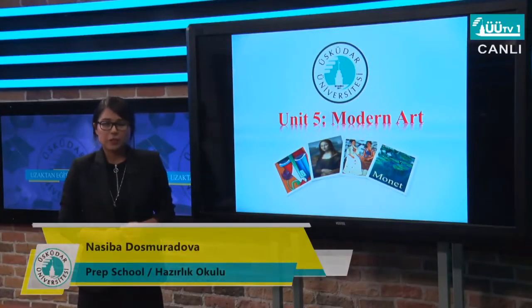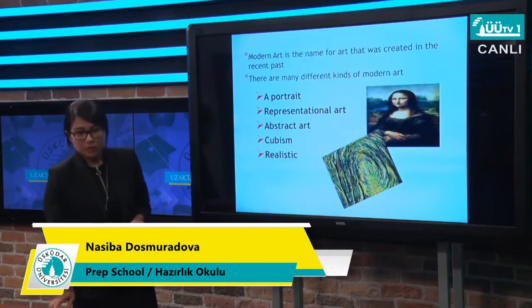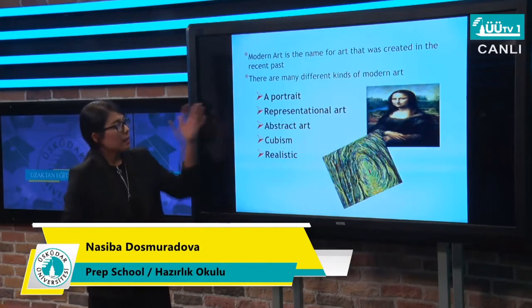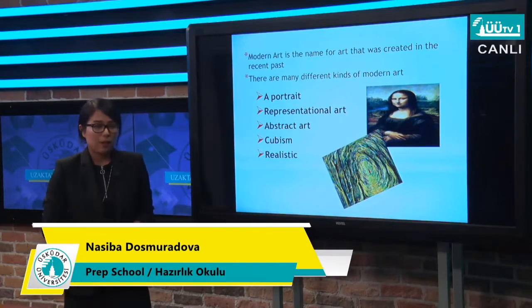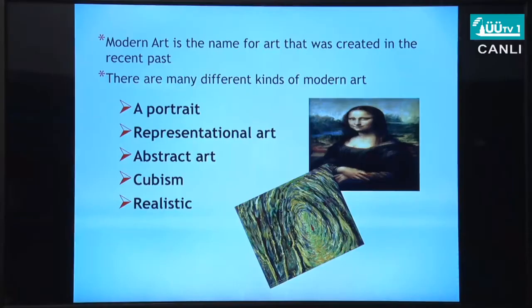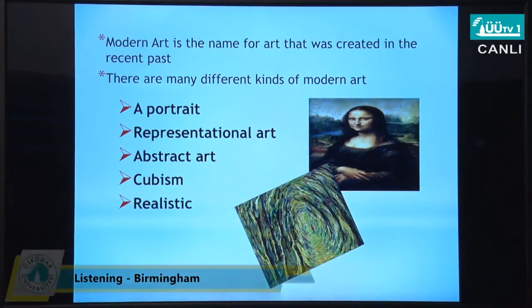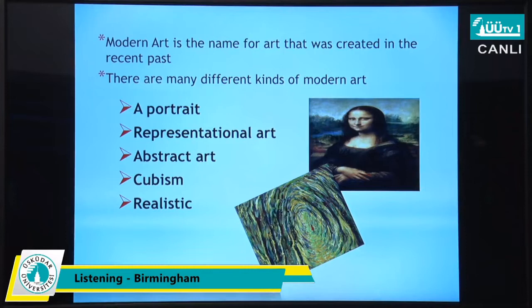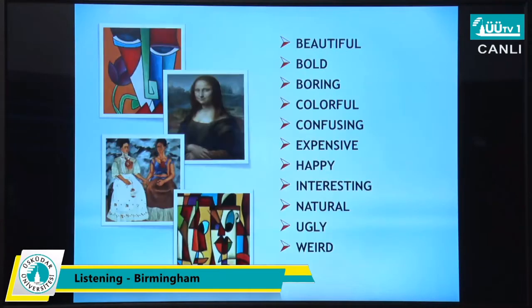Today we're going to start with Unit 5, Modern Art. What is modern art? Modern art is the name for art that was created in the recent past. There are many different kinds of modern art: a portrait, representational art, abstract art, Cubism, and realistic. When we see this kind of pictures, this kind of paintings, we describe these pictures with these adjectives: beautiful, bold, boring, colorful, confusing, expensive, happy, interesting, natural, ugly, and weird.